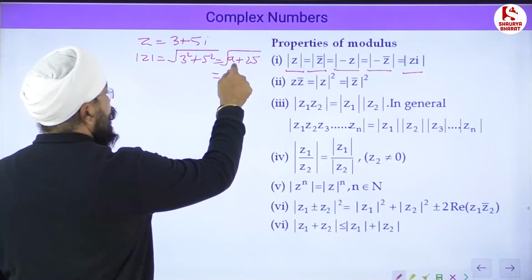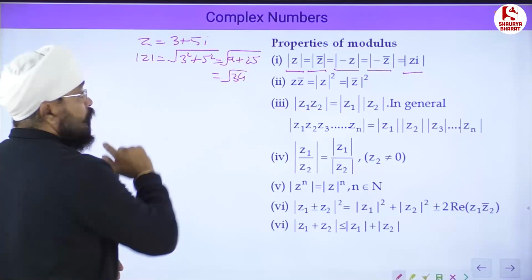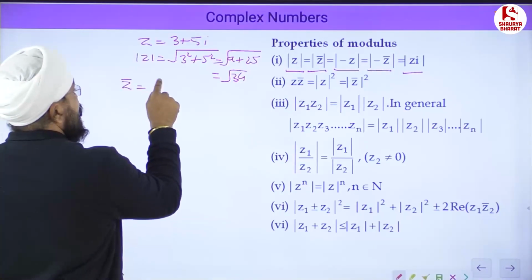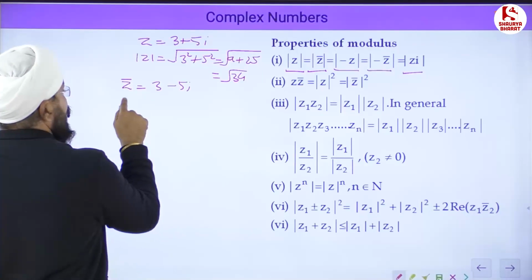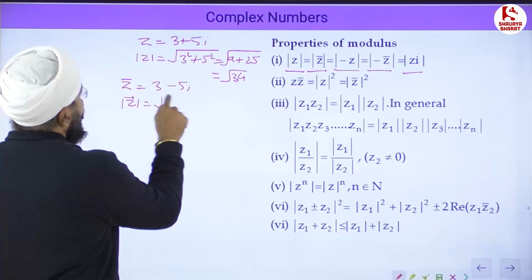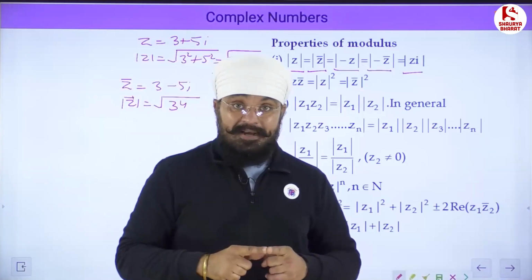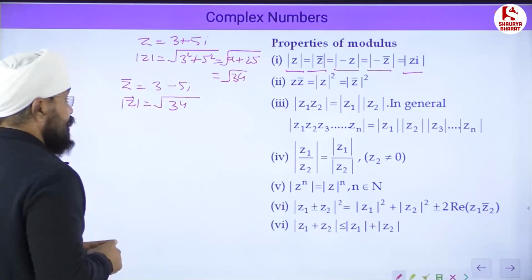This is giving you root 34. If I want to get the conjugate, it is nothing but 3 minus 5 iota. If I calculate the magnitude, again it will be giving you root 34 only. That is 3 square 9 and 5 square 25, 9 and 25 is 34.